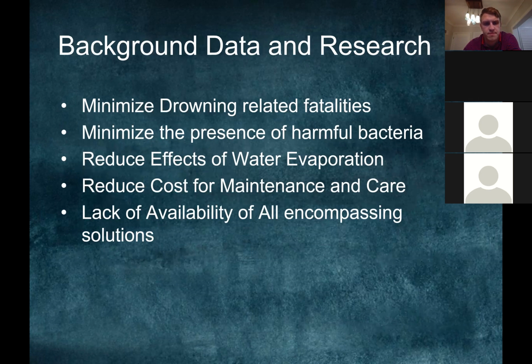And through the use of our system, we're hoping that we will be able to not only develop a system that can address all of these needs, but one that can also do it in an intelligent manner and can actually predict and solve any issues that may arise for any size pool.